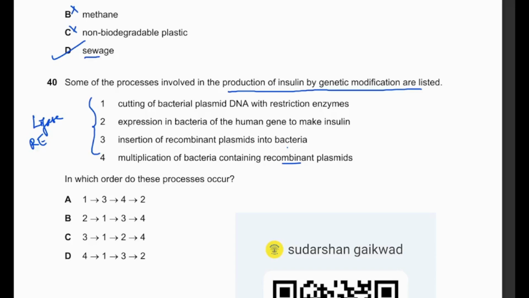Here is an answer given in the 4 steps. In which order do these processes occur? So what we do, the first one, cutting the bacterial plasmid DNA. So first thing is we cut it. Second one, insertion of recombinant plasmid in the bacteria, that we do. Then the multiplication of the bacteria. So first we cut, then we insert. This is the process actually, and then let the bacteria multiply, and finally it will express. So do we have this kind of thing? 1 insertion, 3 multiplication, 4. So 1, 3, 4, and we have 2 here, so this is the correct option.